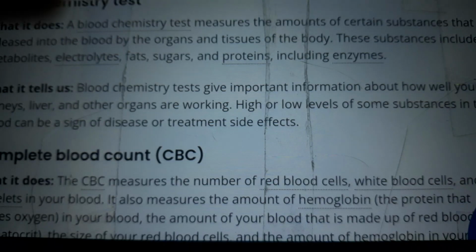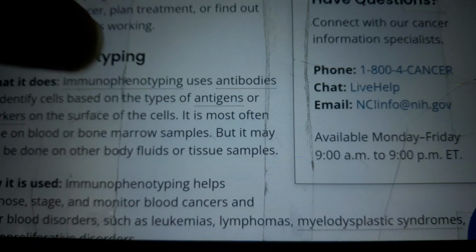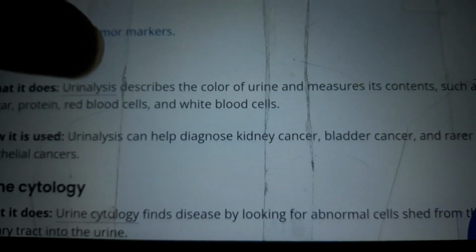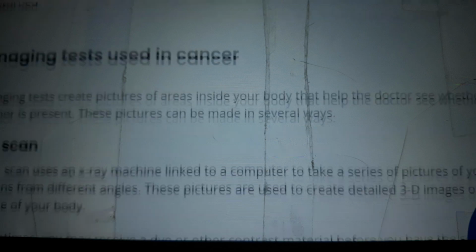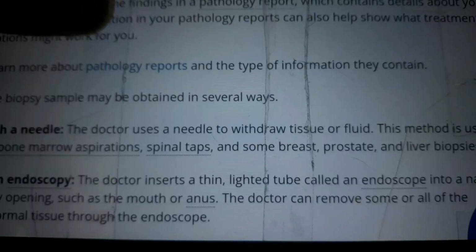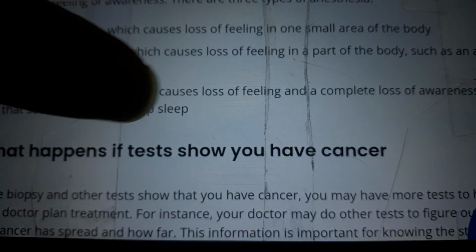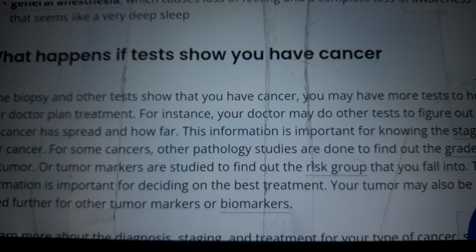Right, the blood chemistry test, how it's done, the complete blood cell count, how it's used, cytogenetic analysis, immunophenotyping, liquid biopsy, sputum cytology, tumor marker tests, urine analysis, urine cytology. Imaging tests used in cancer: CT scan, MRI, nuclear scan, bone scan, PET scan, ultrasound, X-rays. Biopsy with a needle, with endoscopy, colonoscopy, bronchoscopy. With surgery, some biopsies may require sedative anesthesia, local anesthesia, regional anesthesia, or general anesthesia. Right? These are the sections we need to have in detail, but we'll come to these a little later.